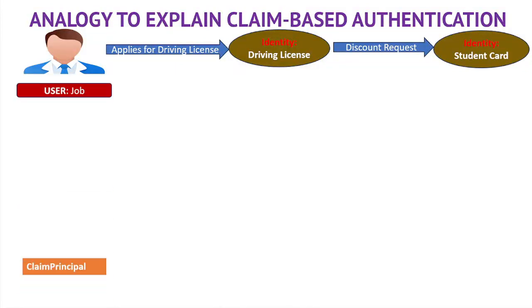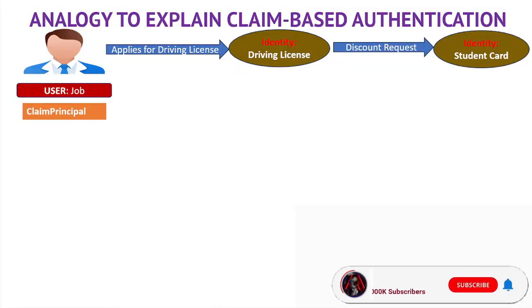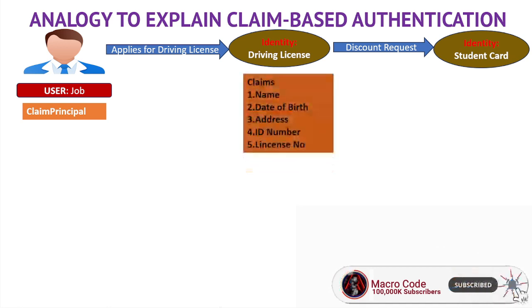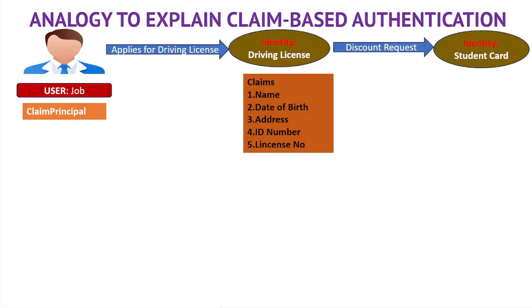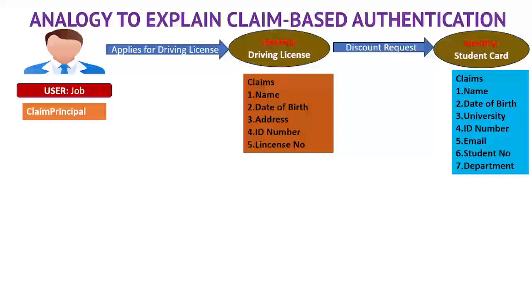So this user called Job is actually a claim principal, is actually a user. And in his driving license, we can get some claims. We can get the name, the date of birth, the address, the ID number, and even the license number. But on our student card, we can also get some claims. We can get the name of Job, the date of birth of Job, the university they are studying, the ID number, the email address, the student number according to the university, and even the department they are in. So Job is our claim principal. So Job has some claim identities.